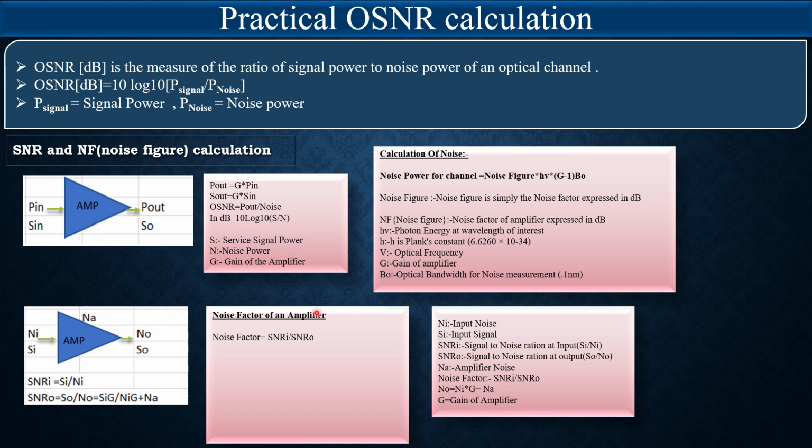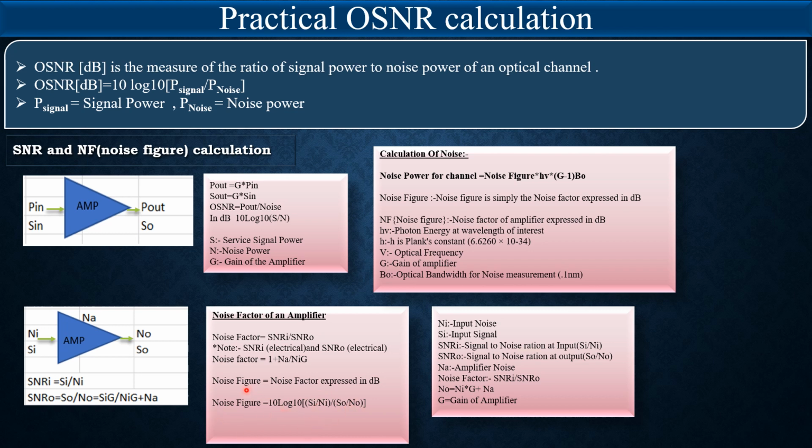Noise factor of an amplifier. How is the noise factor calculated? Noise factor is equal to the signal to noise ratio at input divided by the signal to noise ratio at output. In electrical form, noise factor is equal to 1 plus Na by Ni. Noise figure is the noise factor expressed in dB. Noise figure is equal to 10 log 10 of the signal to noise ratio at input over the signal to noise ratio at output.